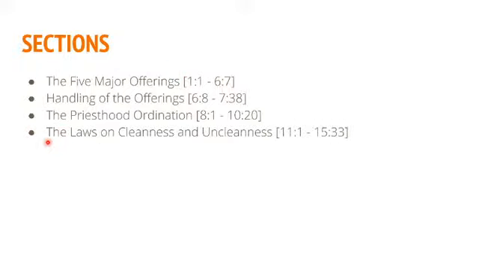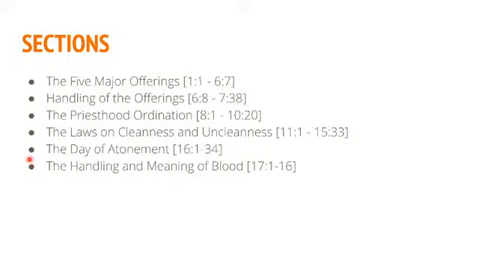The laws on cleanness and uncleanness, or cleanliness and uncleanliness. The Day of Atonement, which is quite the most critical thing, really one of the most important things that we learn in the book of Leviticus. Very important, that Day of Atonement. The book of Hebrews builds on that a lot. The handling and meaning of blood: how blood is supposed to be handled, and the importance of what blood represents. And the call to holiness. God calls them to a holy life, talks about what a holy life looks like, and how they're supposed to behave.